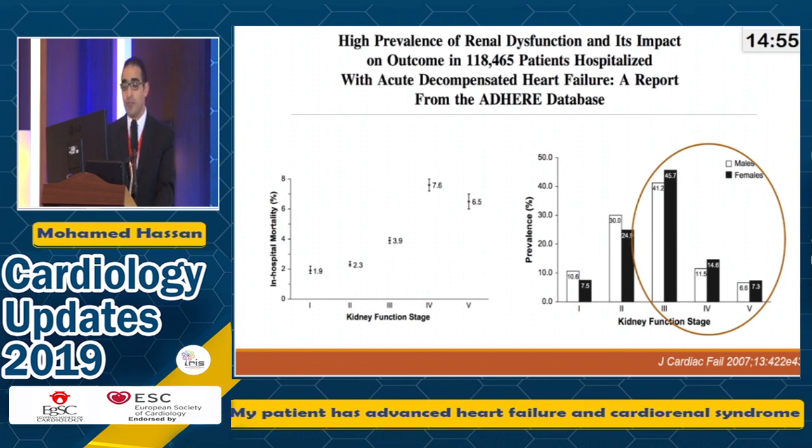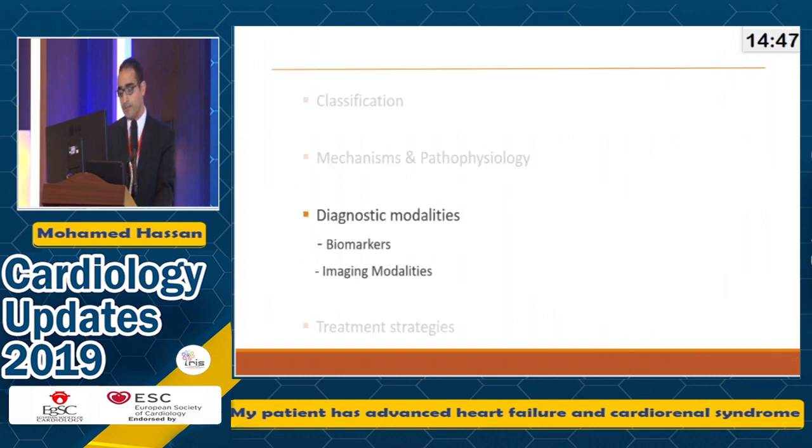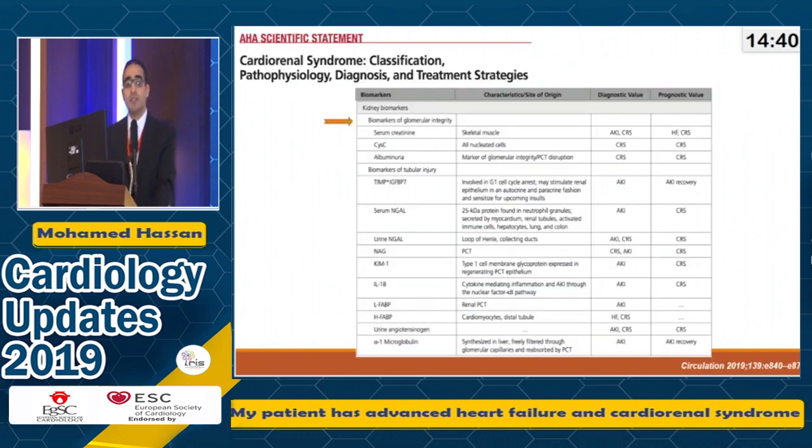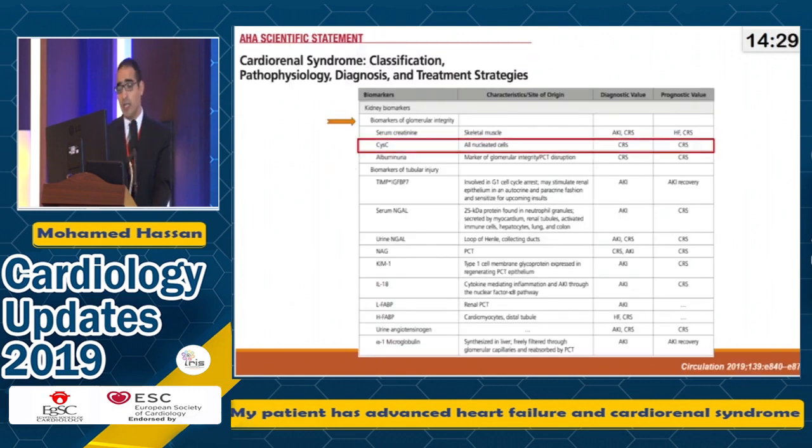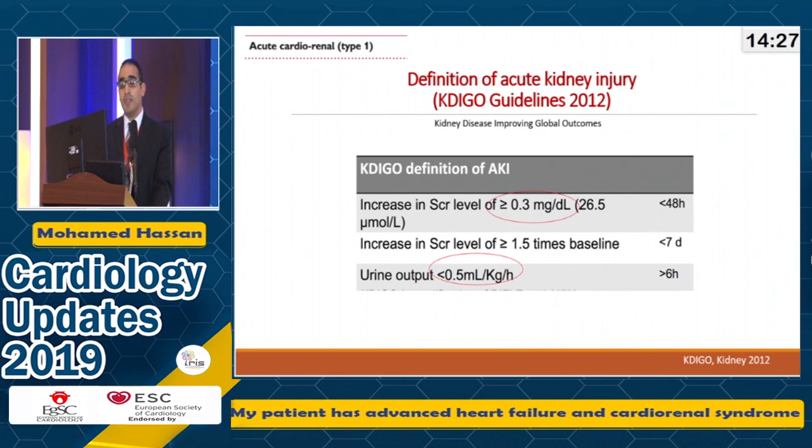And also there is a stepwise increase in the incidence of events, mortality, and hospitalization of heart failure with decreasing glomerular filtration rate. So how to diagnose renal dysfunction in those patients? The standard is to use serum creatinine, which is a biomarker of glomerular injury secreted by skeletal muscles, and the definition of acute kidney injury according to the Kidney Disease Improving Global Outcomes definition.